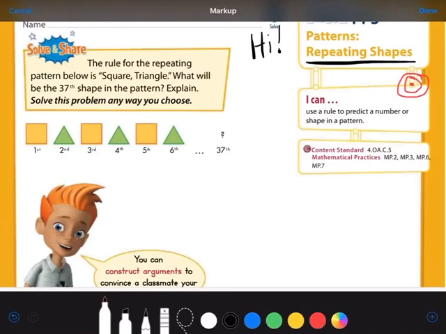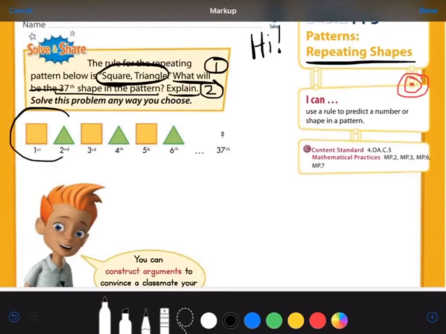It says, the rule for the repeating pattern below is square, triangle. What will the 37th shape in the pattern be? And then explain. So this is a two-part problem. 1, what's the 37th shape? And 2, explain how we know. Solve this problem any way we choose. We've got only 2 shapes in our pattern. So the pattern is square, triangle, square, triangle, square, triangle.